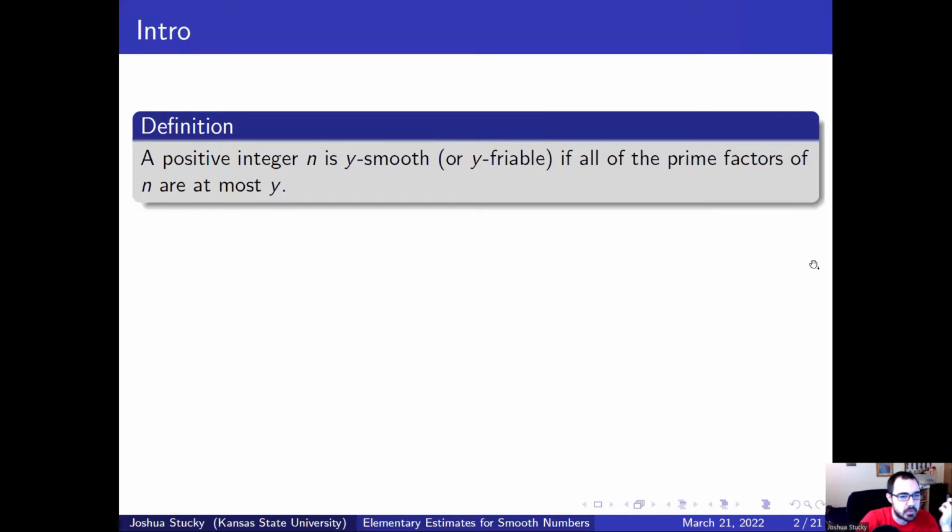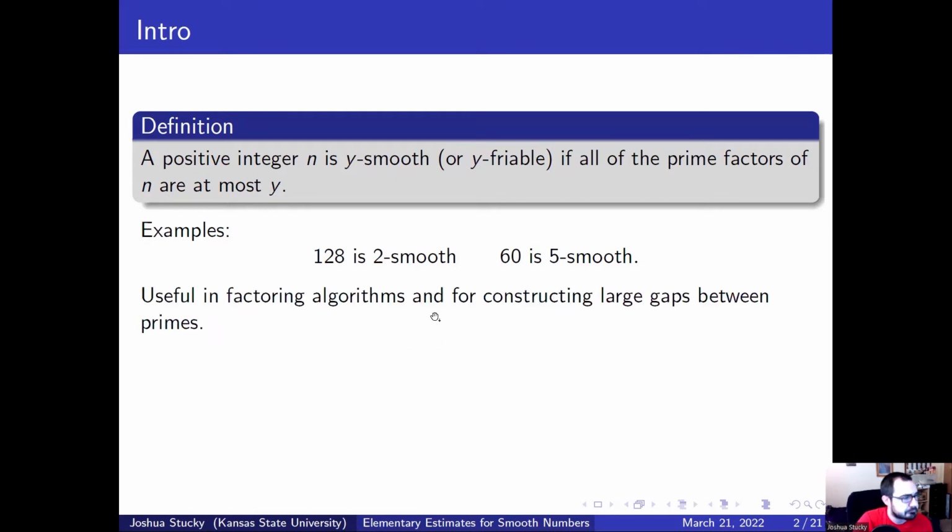First of all, what are smooth numbers? Hopefully we all sort of know what smooth numbers are. They are integers where all the prime factors are less than some parameter y. Also, can everyone see my cursor? Awesome, fantastic. So it's y-smooth if its prime factors are all at most y. A couple of examples: 128 is 2-smooth, 60 is 5-smooth. It's also 7-smooth and 20-smooth and so on.